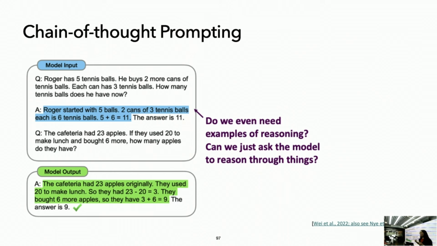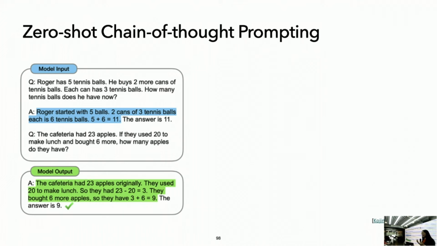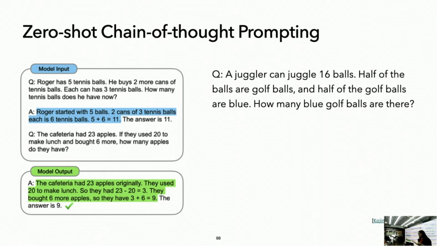Not only can you do this kind of chain of thought prompting in a one-shot or few-shot version, can we just ask the model to reason through things in a zero-shot fashion? Well, it turns out that you can actually do this kind of zero-shot chain of thought prompting. You can just ask, a juggler can juggle 16 balls. Half of the balls are golf balls, and half of the golf balls are blue. Then how many blue golf balls are there? So instead of asking it for an answer, we just say, let's think step by step.